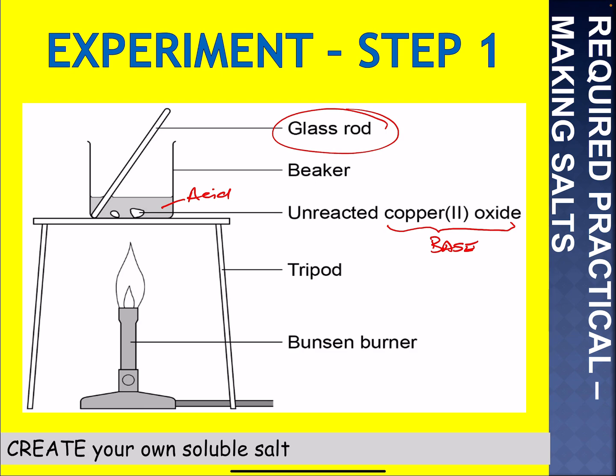Okay. What you should have in the beaker then, the reason why there's excess copper oxide is because all the acid has been neutralised. So what you should have in the beaker is the soluble salt, the water, and the excess or unreacted copper oxide. Now we need to get rid of the copper oxide. We do not need the excess copper oxide. So what do you think we should do here?